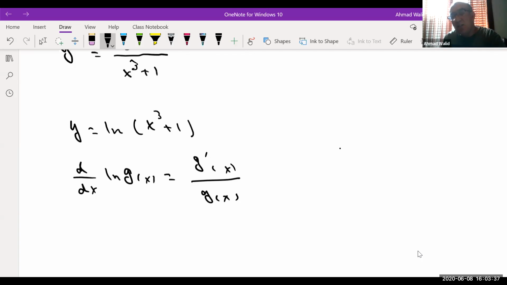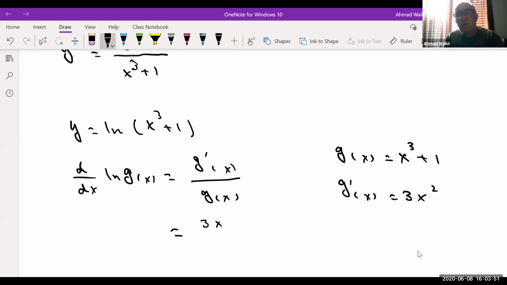Look, your g of x is equal x cubed plus 1. g prime x equals 3x squared. Now plug in these two pieces here, it gives you 3x squared over x cubed plus 1, which is your y prime. Which way you go, both of them are the same.